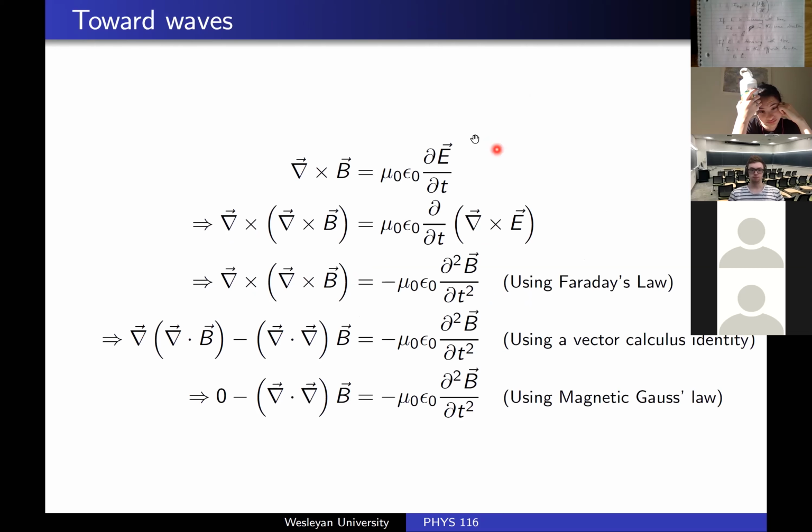So he started out with this term, which is from the Ampere-Maxwell law. And then he took the curl of both sides. All right, so here you have curl of B, here you have curl of E, and then the time derivative. And using Faraday's law, he could relate the curl of E to the B field. So let me see if I can.